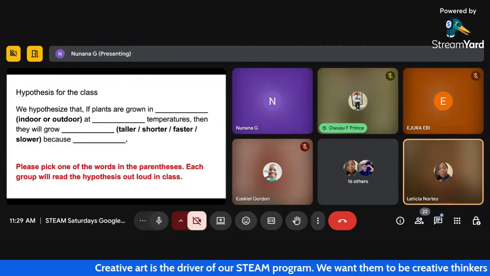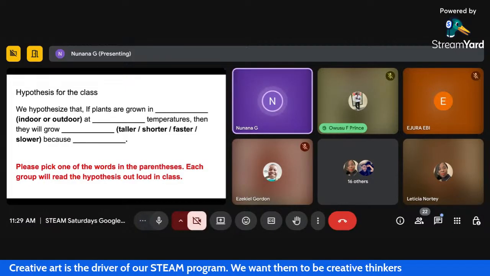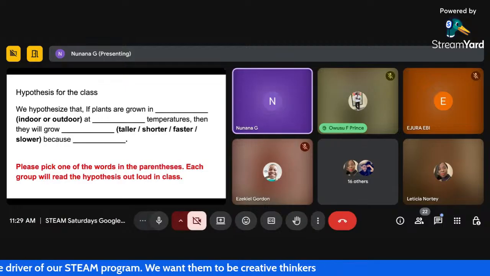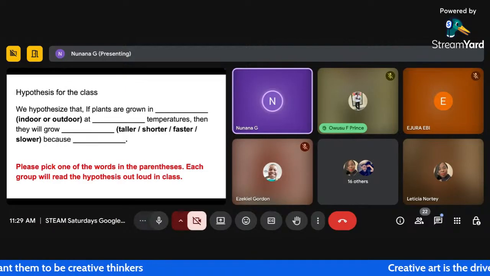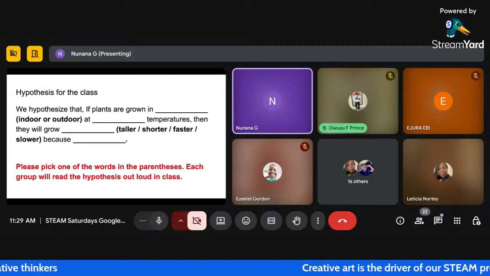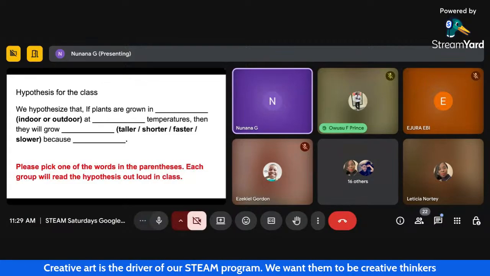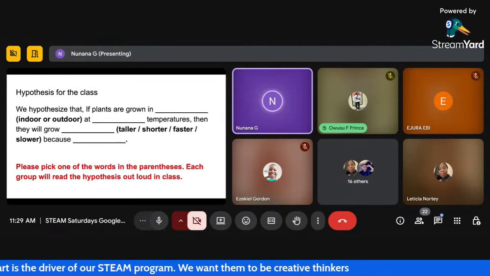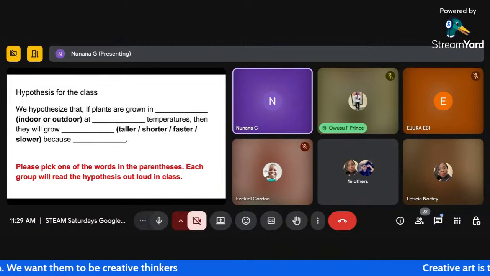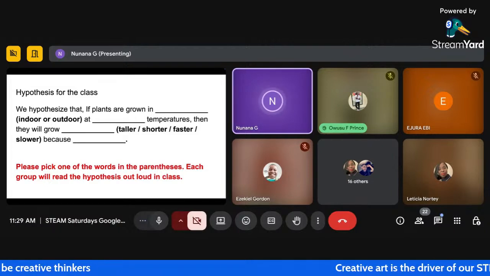So this hypothesis, this prediction, is already written for you. All you have to do is fill it out. For temperatures, you pick a temperature, a number. I'll put in the different temperatures you can select. You fill this out for your hypothesis.